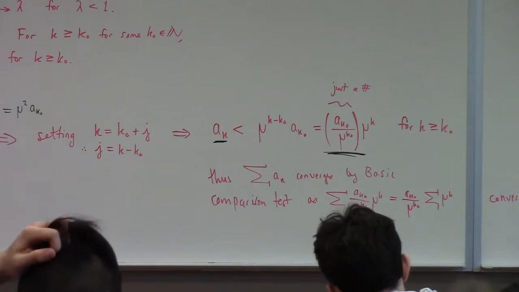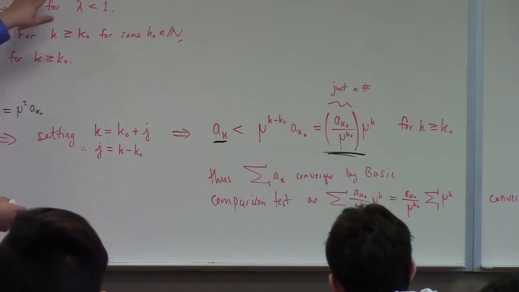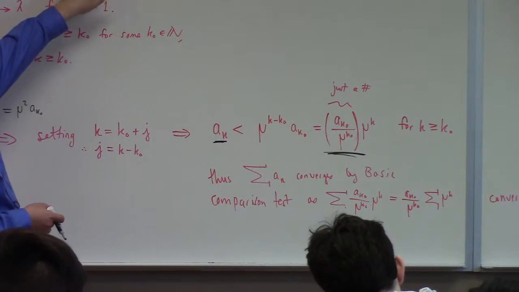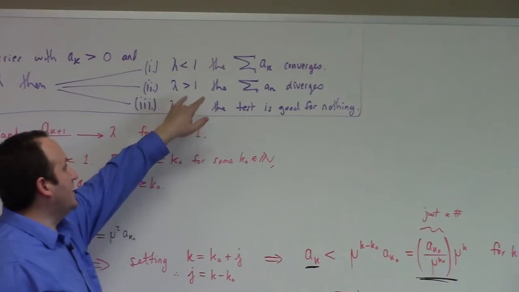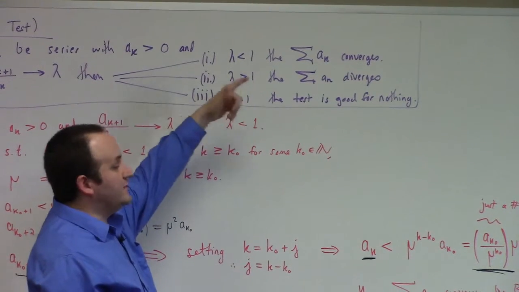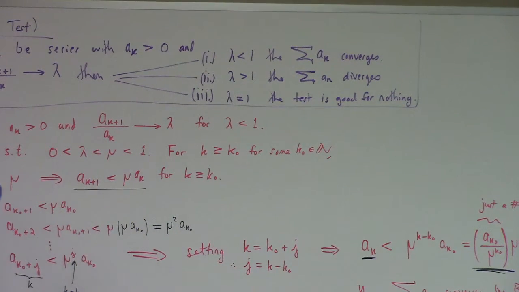So anyway, I digress. Now, how do you prove case 2? I don't want to write it out, but basically the proof that it diverges is the kth term test again. You can easily argue that if lambda is greater than 1, it follows that a sub k does not go to 0 as k goes to infinity. Consequently, it diverges by the kth term test.